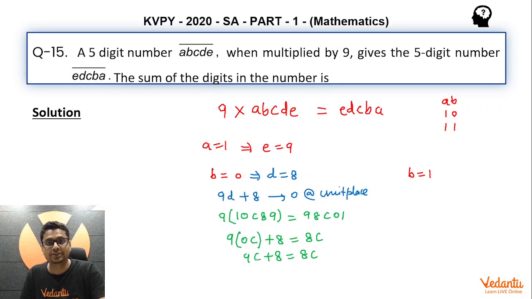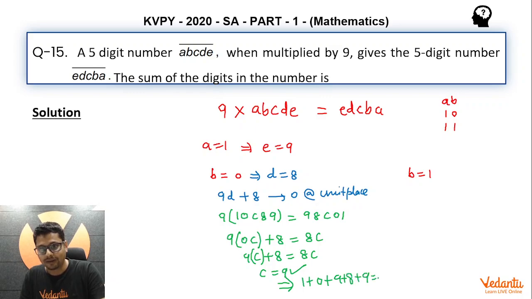C, let's take to be 9. 9 multiplied by 9. This is not a 9C 2-digit number, by the way. It is 9 multiplied by C. So 9 multiplied by 9 is 81 plus 8 is 89. So when you take C to be 9, indeed you are getting 89. So C equal to 9 is consistent, and hence this number abcde is essentially 10989. And what we want is 1 plus 0 plus 9 plus 8 plus 9, which is 27, and that should be my answer.